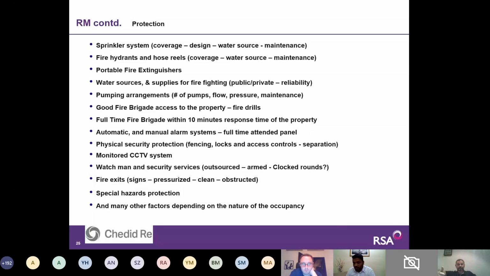Physical security protection: fencing, locks, access control, separation. What is physical security protection? Do I have a fence? It depends on my occupancy. Yes, most of the time, 90% I have. Of course I have.